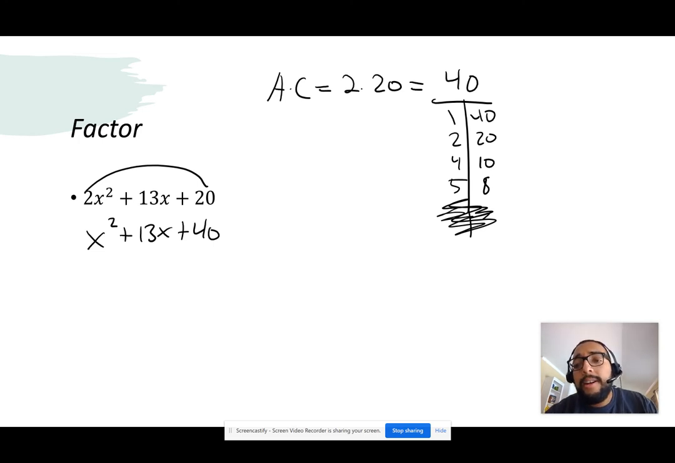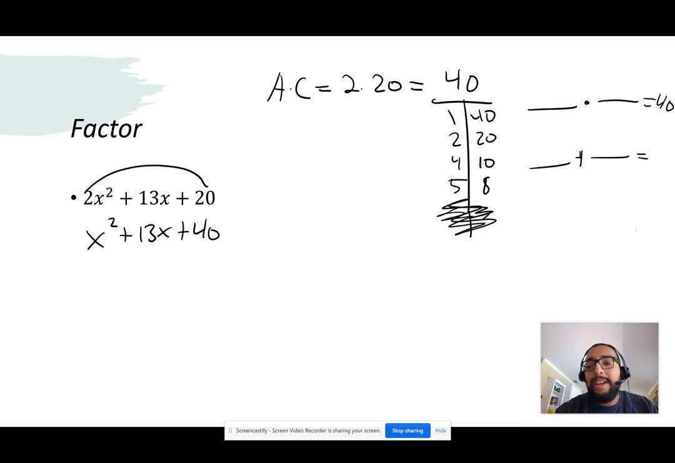I need to find two numbers that when I multiply, they equal 40, and two numbers that when you add get you 13. We got 4 pairs, so let's test all 4 pairs. With the first pair, 1 and 40, 1 plus 40 is 41, and 1 minus 40 is negative 39, so that won't work. 2 and 20 is 22 or 18. 4 and 10 is 14 or 6. Oh, 5 and 8. 5 plus 8 is 13, and 5 times 8 is 40.